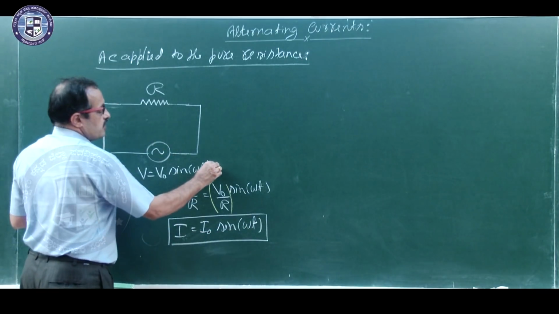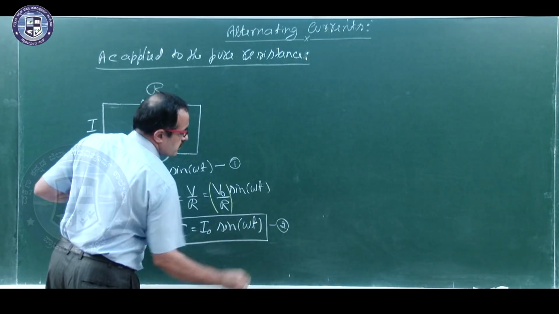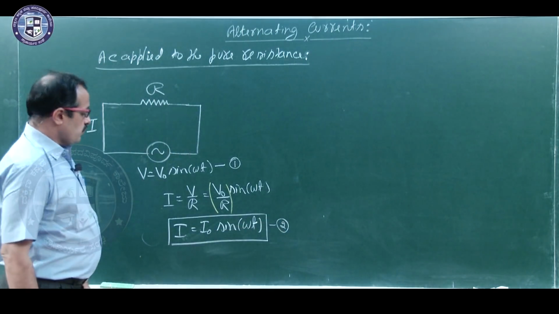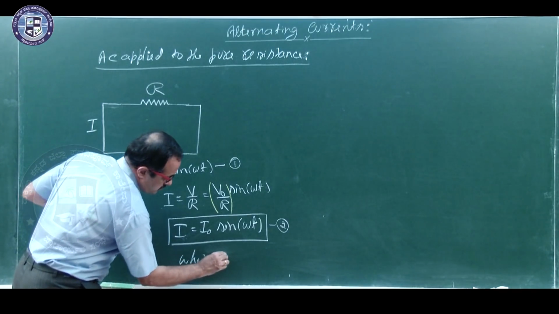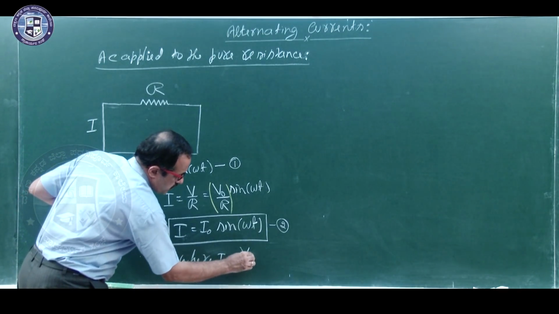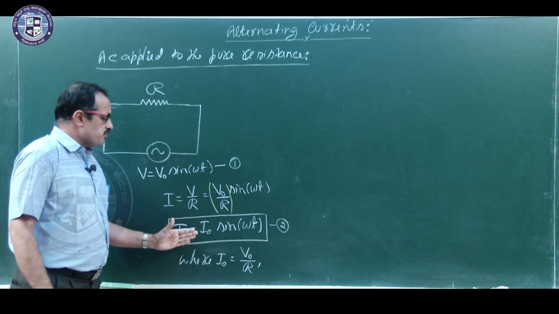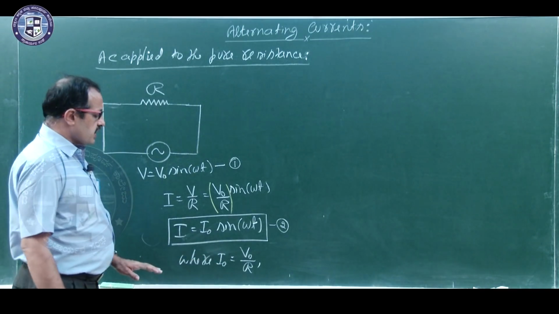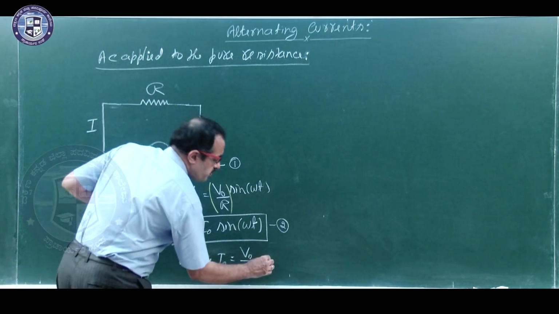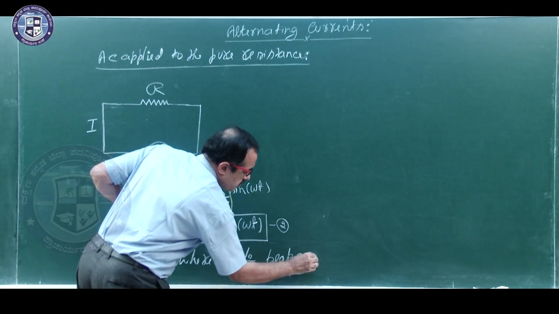This is the equation for current. Let us say it is the equation for voltage, equation 1, it is equation 2, where I naught is equal to V naught by R. Very clear. It is the amplitude of the current, or known as peak value of the current. Peak current.